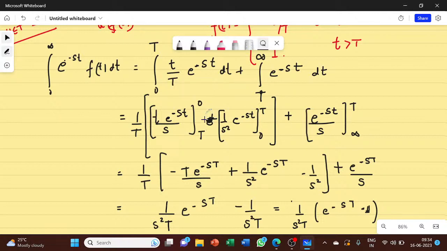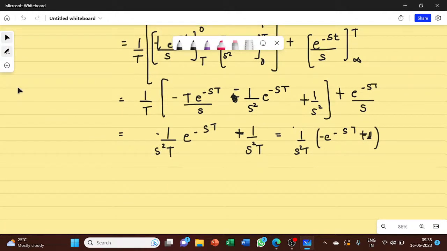I'm just removing this off. Okay, so there would be a negative here. So first negative, again two negatives. So I'll get a negative here, and if I get a negative here, this will become positive in that particular case. So what I'll get is this plus and this negative, and if that is the case, I'll get this as negative and this as plus. So this will be 1 minus e to the power minus sT divided by s squared T. This is going to be your answer.